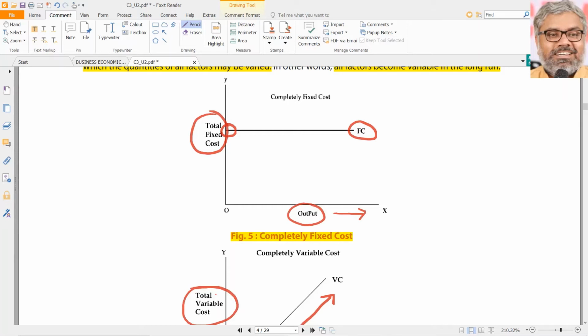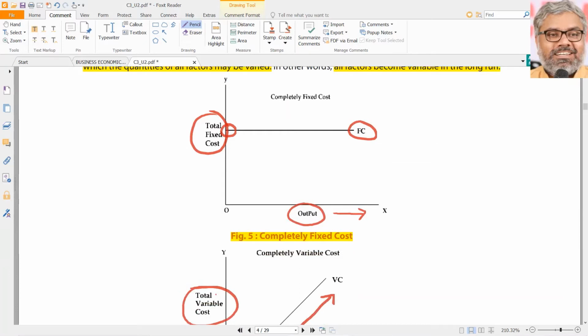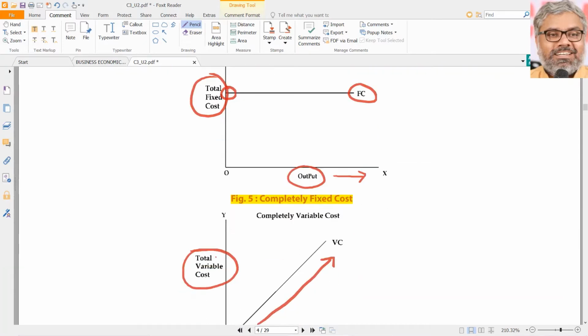They will fall somewhere in between them, but definitely we require to calculate and classify them, not here in reality. Here what we are supposed to know is the nature of them. How does the completely fixed cost behave? It will remain constant irrespective of the level of output. Total fixed cost remains constant.